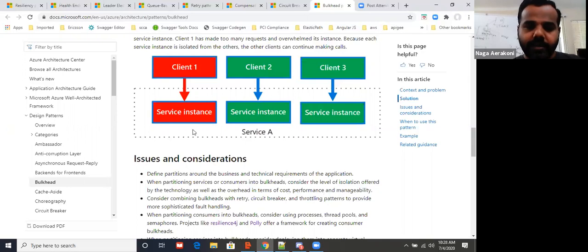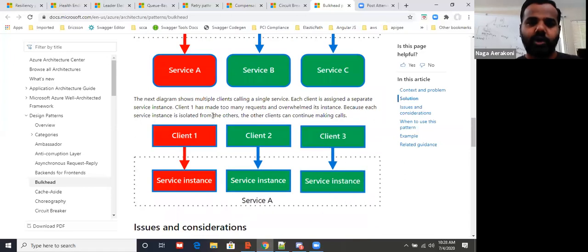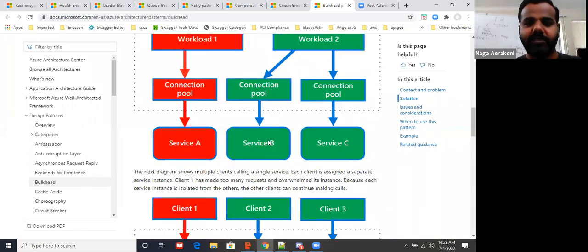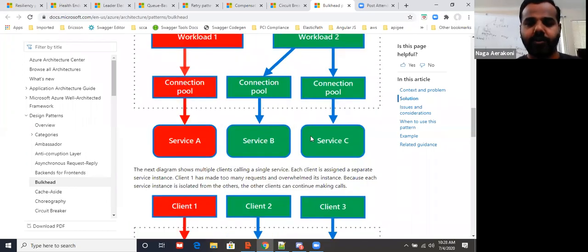I think the idea of this pattern is basically isolating the parts of your application, which means it can be the services or service instances. You want to isolate the failures to as small a part as possible, so that the rest of the application can continue to be up and running.